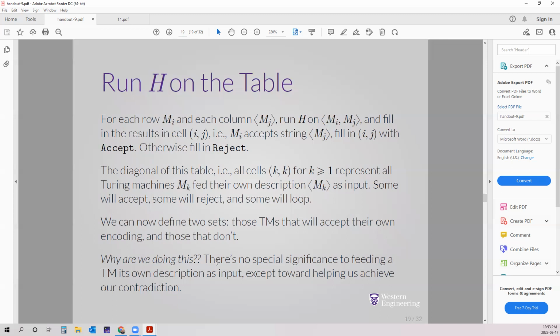So why are we doing this? There is a reason behind this. There is no special significance to feeding a TM its own description as input. No need to give the description of a TM as an input. It's one of the properties of this TM, or one of the descriptions of this TM. Why do I have to insert it as input? Except, what is the exception in this proof? It is helping us to achieve our contradiction.